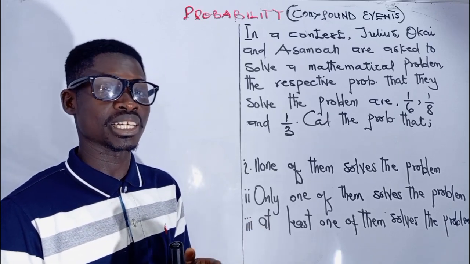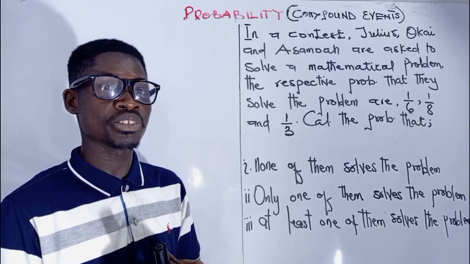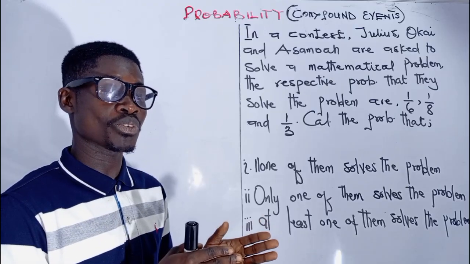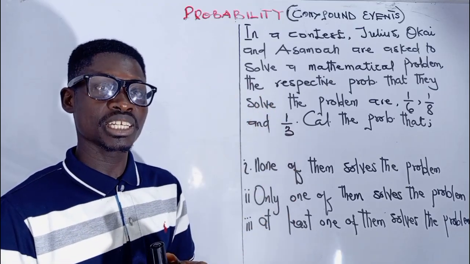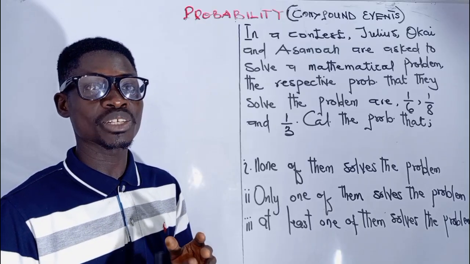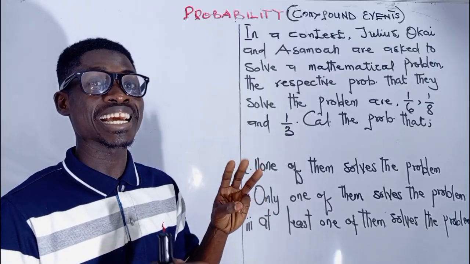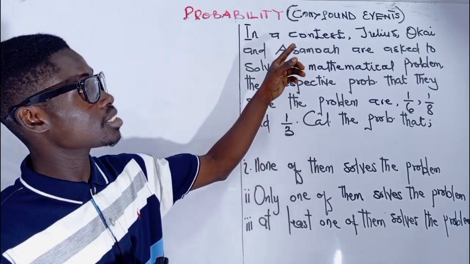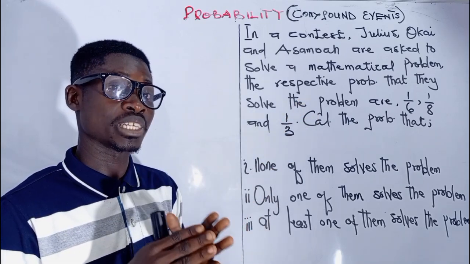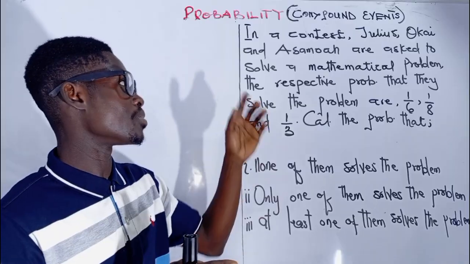These are the tasks for the day, and we are going to go through them. As I said in my previous videos on compound events, to be able to understand and solve questions on compound events, you should understand the addition law, the multiplication law, and the complementary rule of probability, because these three laws play a key role when solving questions on compound events. If you have not watched the videos on these rules, kindly go back and watch them, and then we revisit this question again.